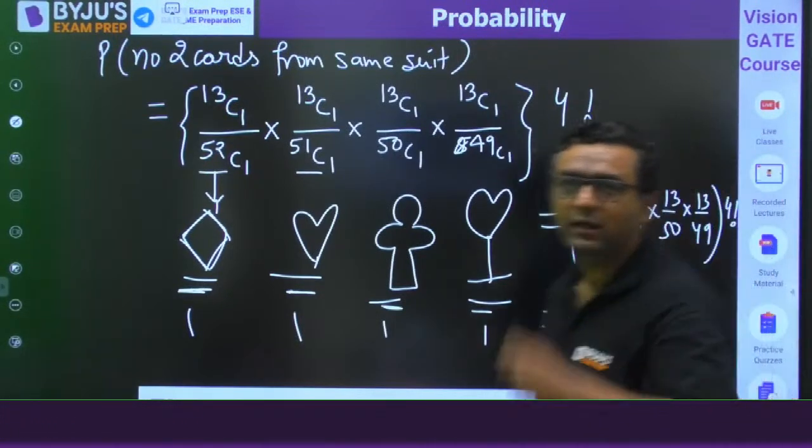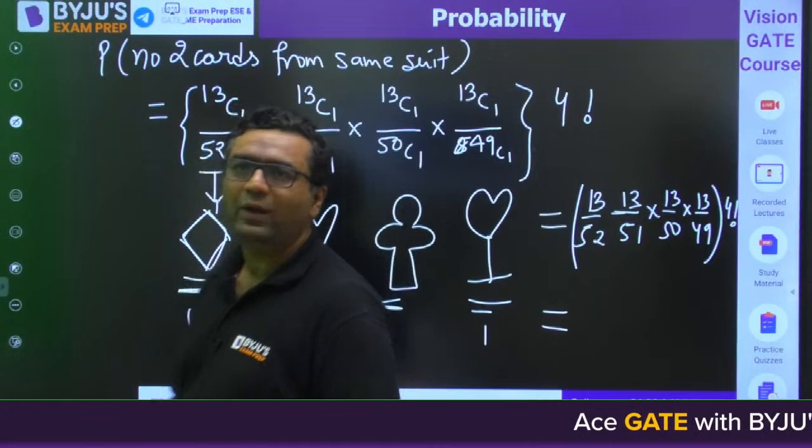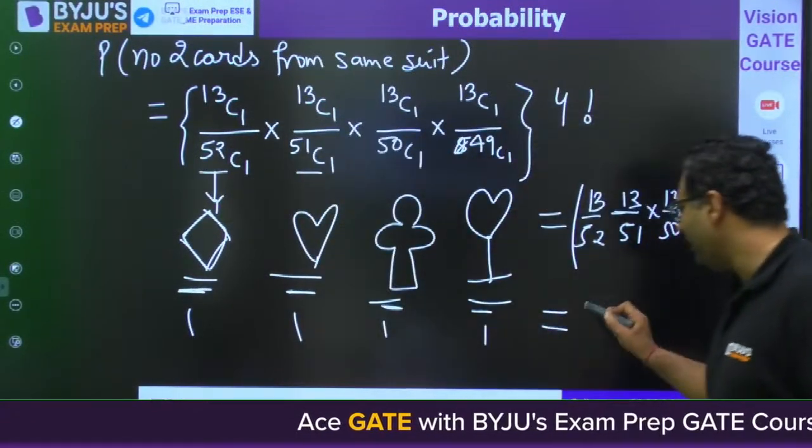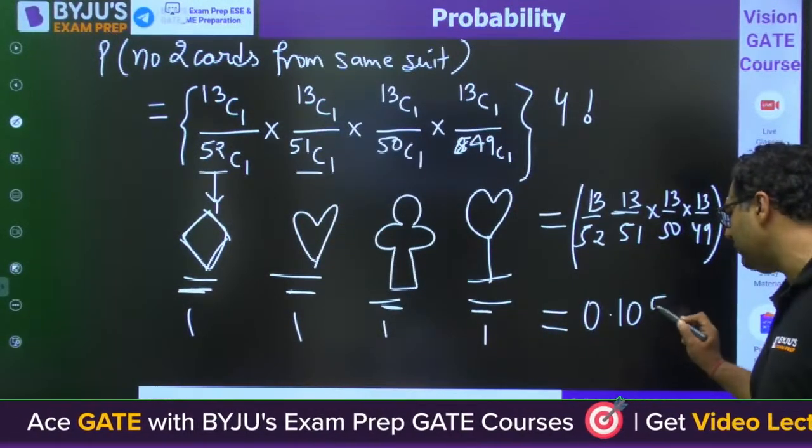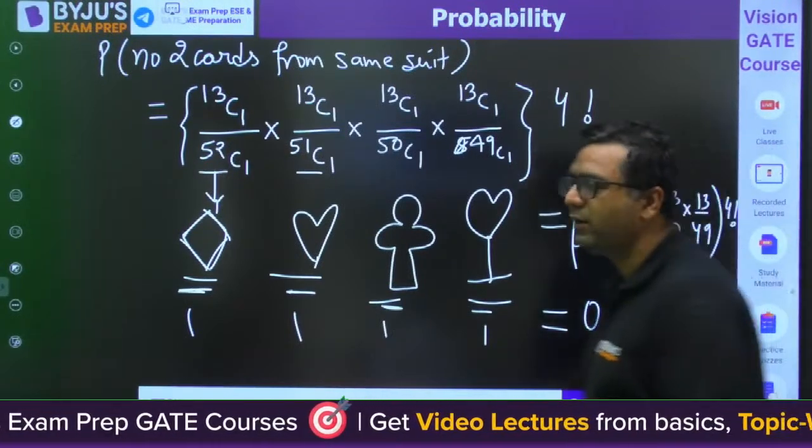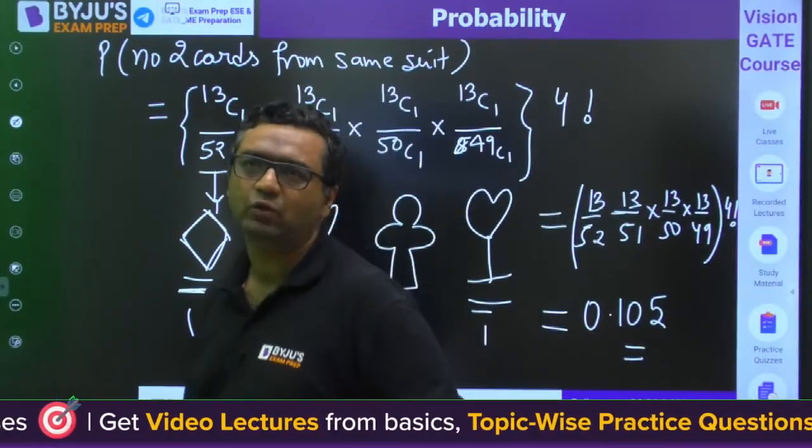So everybody is getting the same answer, 0.105. Arithro, I didn't see, but whatever answer you have given, that is correct. I already told you that. You may not have listened to that.